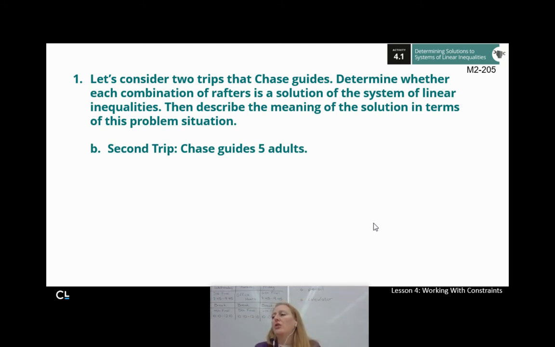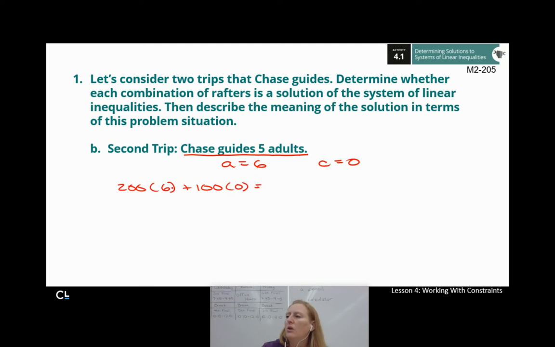All right, so there's no kids, right? No kids. But remember, Chase is on the boat with the 5 adults, which means that there's actually 6 adults on this trip, no children. So let's check the weight requirement first. 200 times 6 adults plus 100 times 0. Of course, 200 times 6, if you have a handy-dandy calculator, is 1,200. 100 times 0 is 0. So that's 1,200. Oh, dear. That is not less than or equal to 800.